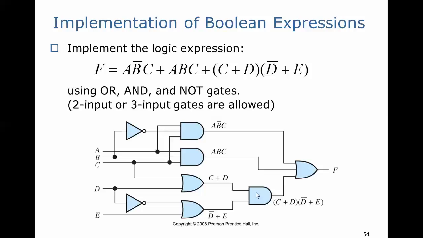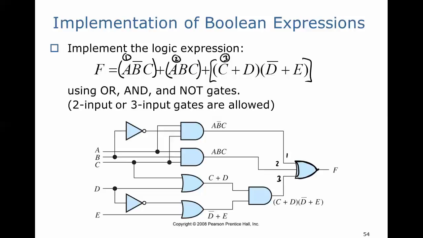Now what we'll do is look at the most outer operation, okay? We have 3 terms that we're going to OR together. And so that means that we need to have an OR gate here, and we have 1, 2, 3 inputs. 1, 2, 3 terms that will feed those 3 inputs.